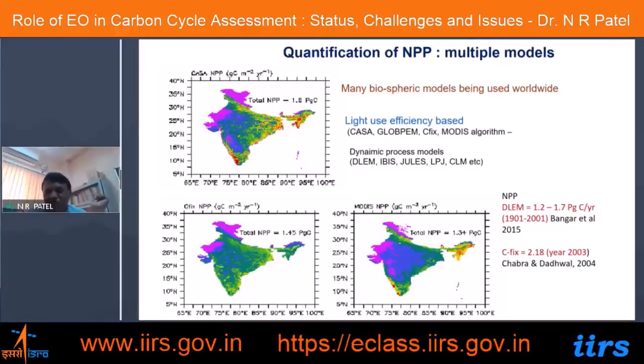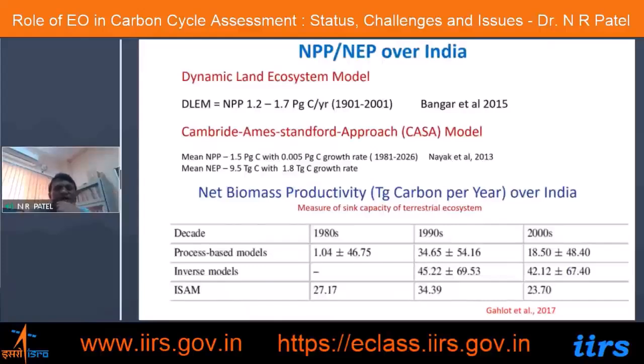Different kinds of models are being practiced. You see this NPP and NEP over India that people have studied. Like CASA, we have studied it with an atmospheric growth rate of 0.005%. 1.5 petagram carbon is there for the whole of India. Then NEP, the net ecosystem exchange of carbon between biosphere and atmosphere in India, is 9.5 teragram carbon with a growth rate of 1.8 teragram carbon per year.